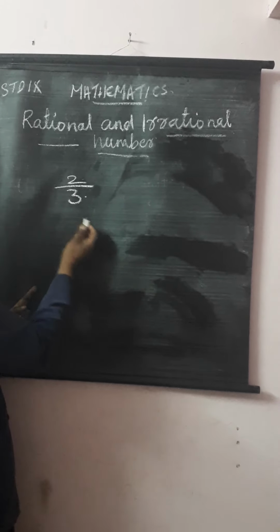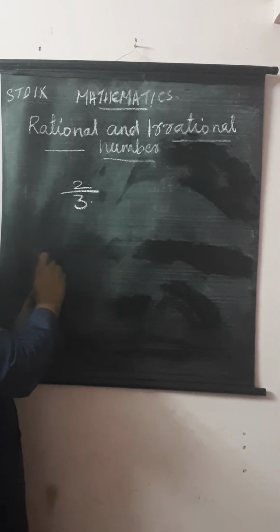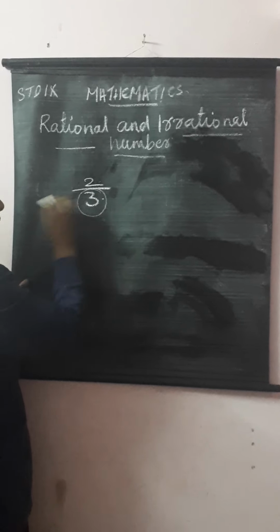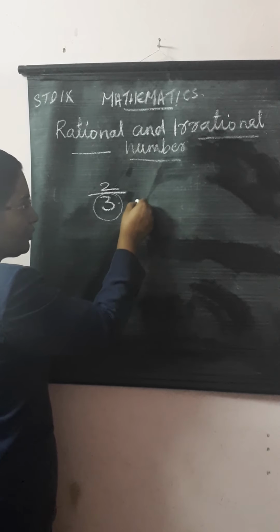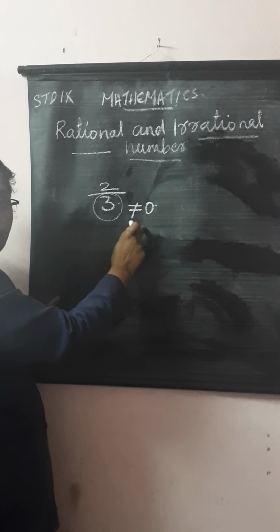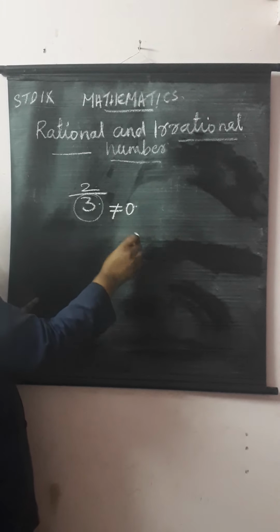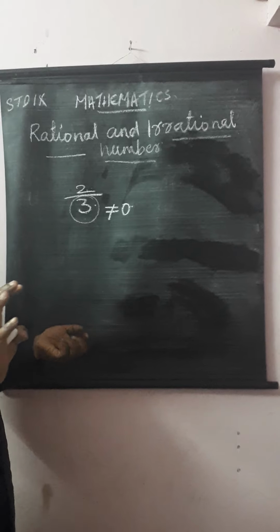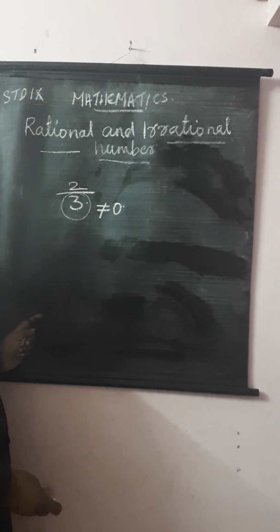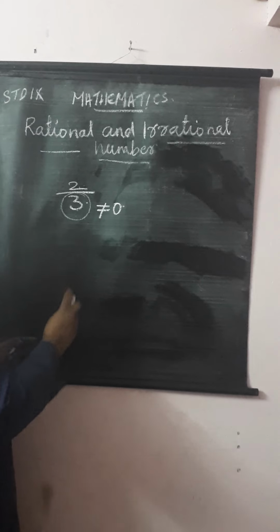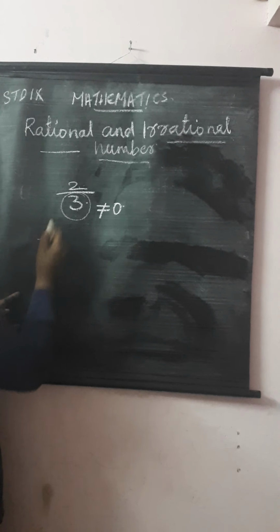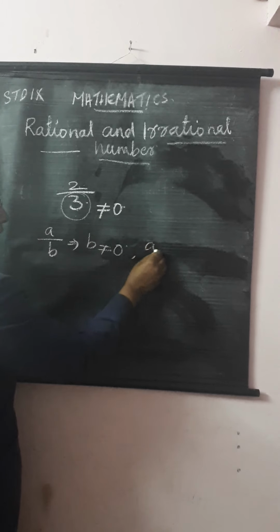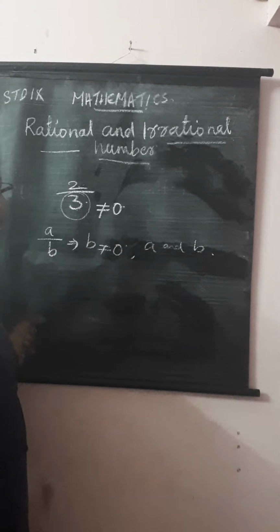Here the rational number is the same as a fraction. One thing, the denominator never becomes 0, that is, it is not equal to 0. The numerator and denominator are integers. So the definition of a rational number is a number a by b where b is not equal to 0 and a and b are integers.